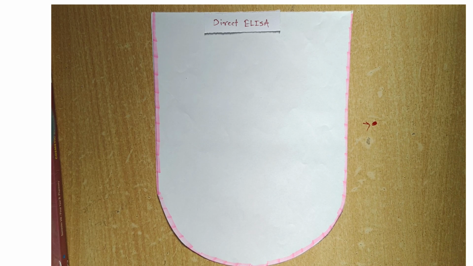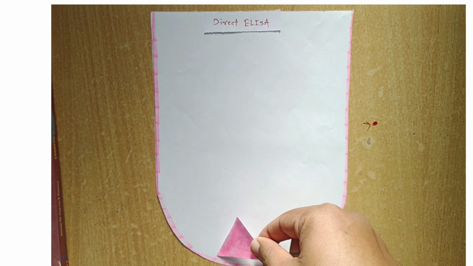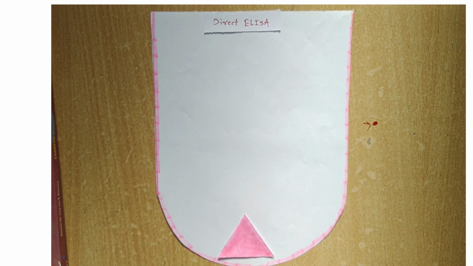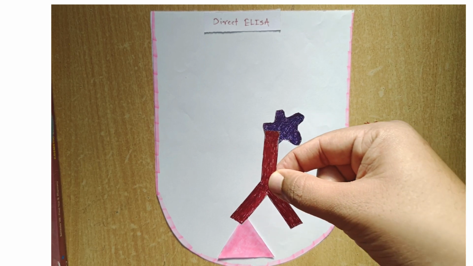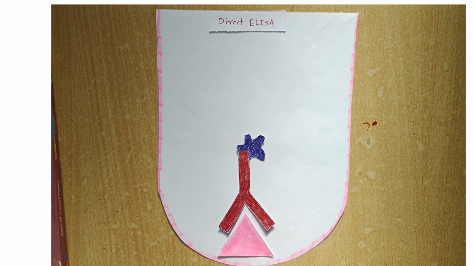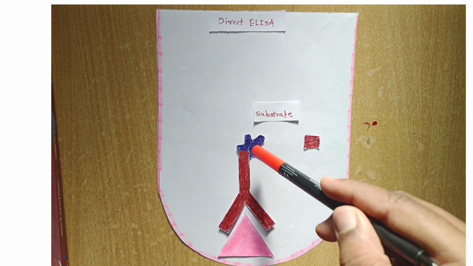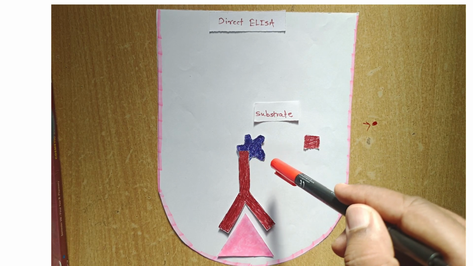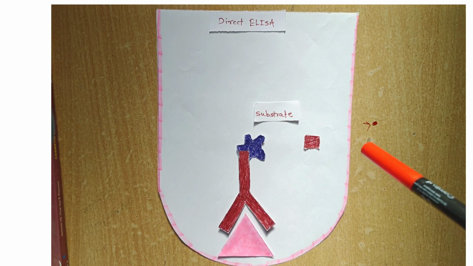In the direct ELISA, the compound is attached to the polystyrene plate. Then the enzyme-linked secondary antibody is added, which binds to the compound, and then a wash is given using PBS, which is phosphate buffered saline. After that, the substrate is added, which is then converted to a colored product by the enzyme-linked secondary antibody, and this colored product is measured by the colorimeter. This is all about direct ELISA.